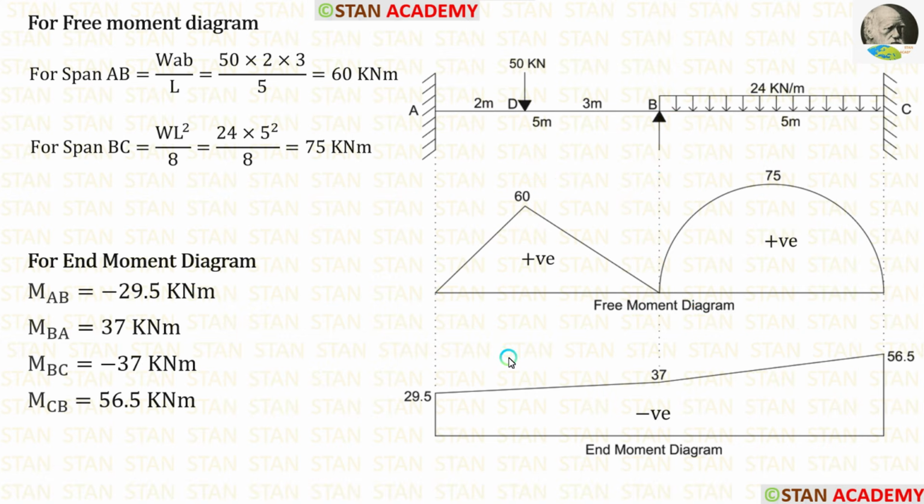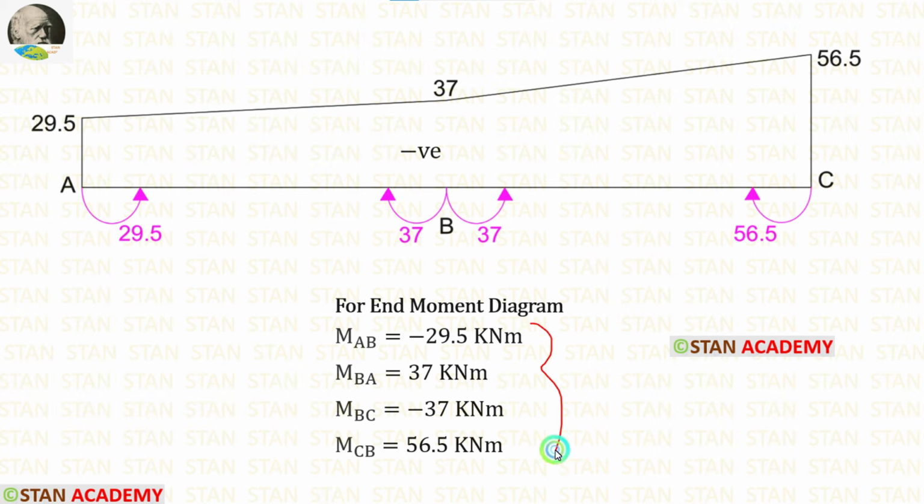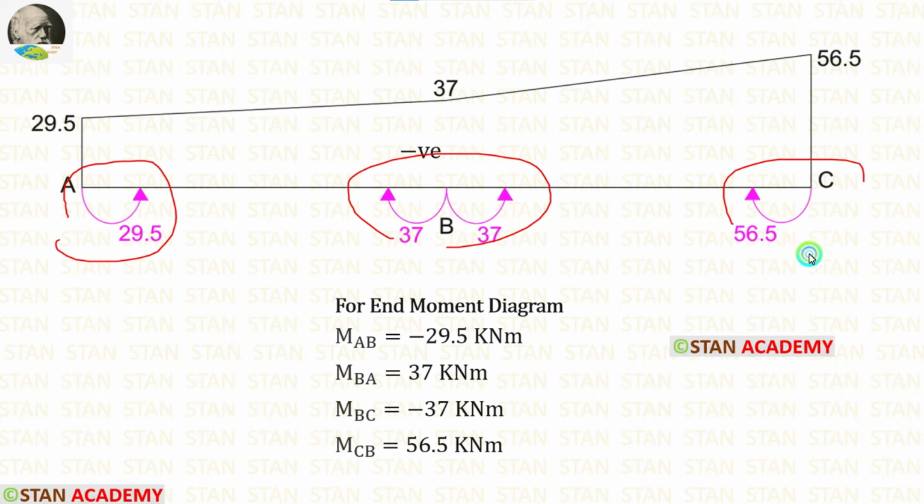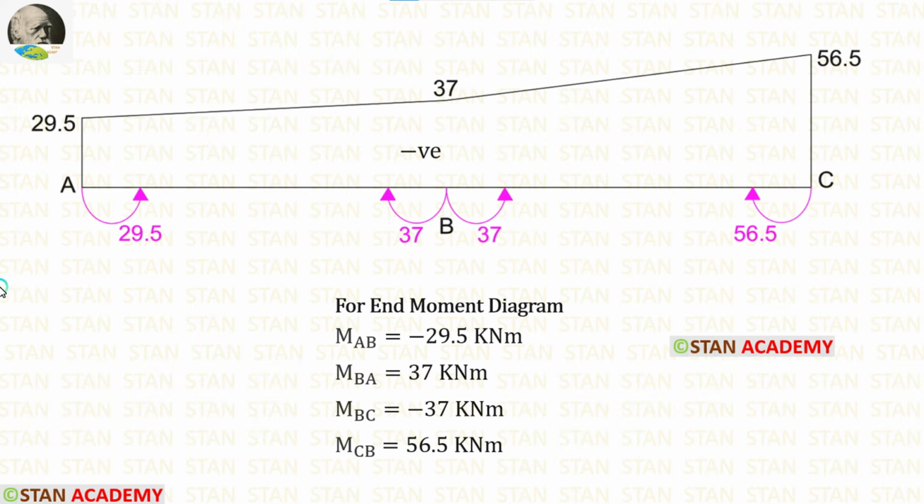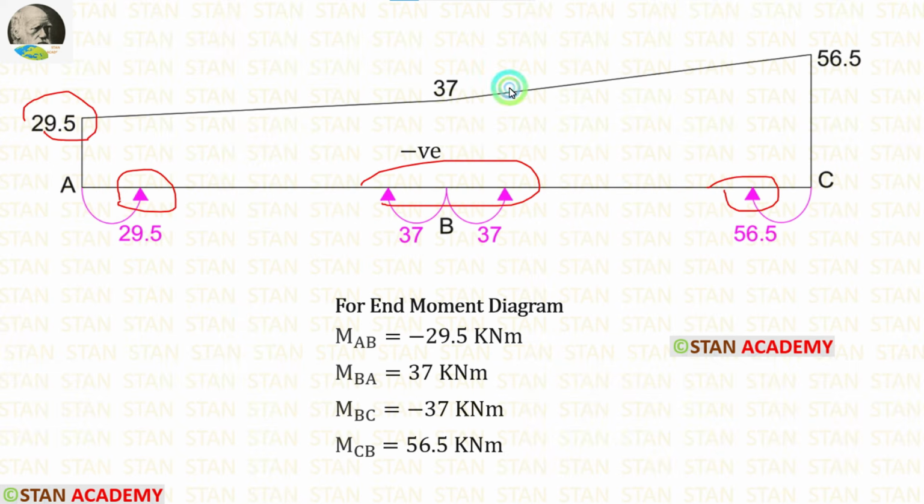Now let us see how to draw the end moment diagram. Using the end moments, we have to draw the end moment diagram. First, we have to draw this line. We have to draw these clockwise and anticlockwise curves according to the moments. Then we have to see the direction of the arrows. All of the arrows indicate upwards. So all of the points come above the line.